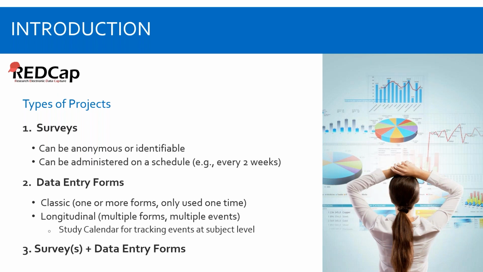So the second type of project uses data entry forms, and that's where you're logged in as a user. So some of you access your QUIC data that way and submit that way as well, so you may be familiar with that. There are a couple of ways you can do this. In the one they call classic, you're using one or more forms or instruments and they're only used one time, or a longitudinal where you have multiple forms and you're using them at multiple events over time. There's also a study calendar for tracking all of that.